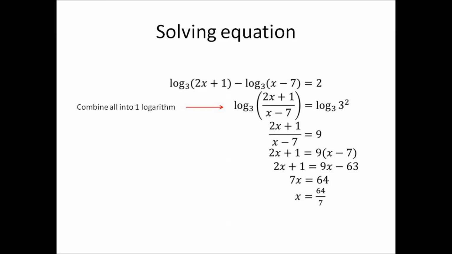Until that step, it will be quite straightforward for you to just bring over the x minus 7, expand, simplify, and there you go. You get the answer as x equals to 64 over 7. So basically, logarithm, you can also apply some of the basic algebra as well as you go along.